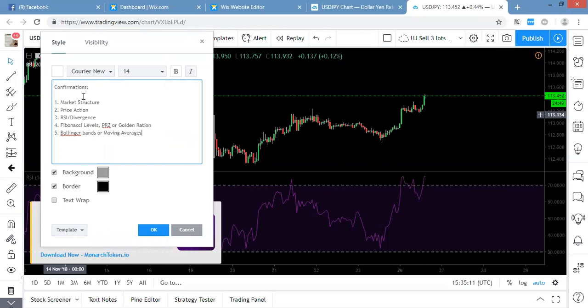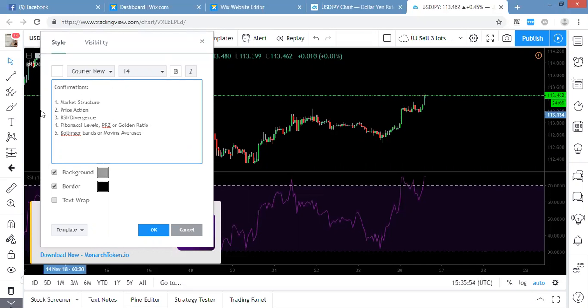And we haven't really covered moving averages a whole lot. I'm going to show you moving averages in a later training video. However, in terms of the way I trade long-term, I don't really use moving averages that much, I'll be honest with you. But in terms of scalping, we'll use moving averages a little bit more to identify crosses and when price is potentially going to go up or when price could potentially go down. Okay, so again, market structure, price action, RSI divergence, Fibonacci levels, PRZ or the golden ratio. I put ration here. We're talking about a golden ratio, not ration. And number 5, Bollinger Bands or moving averages.